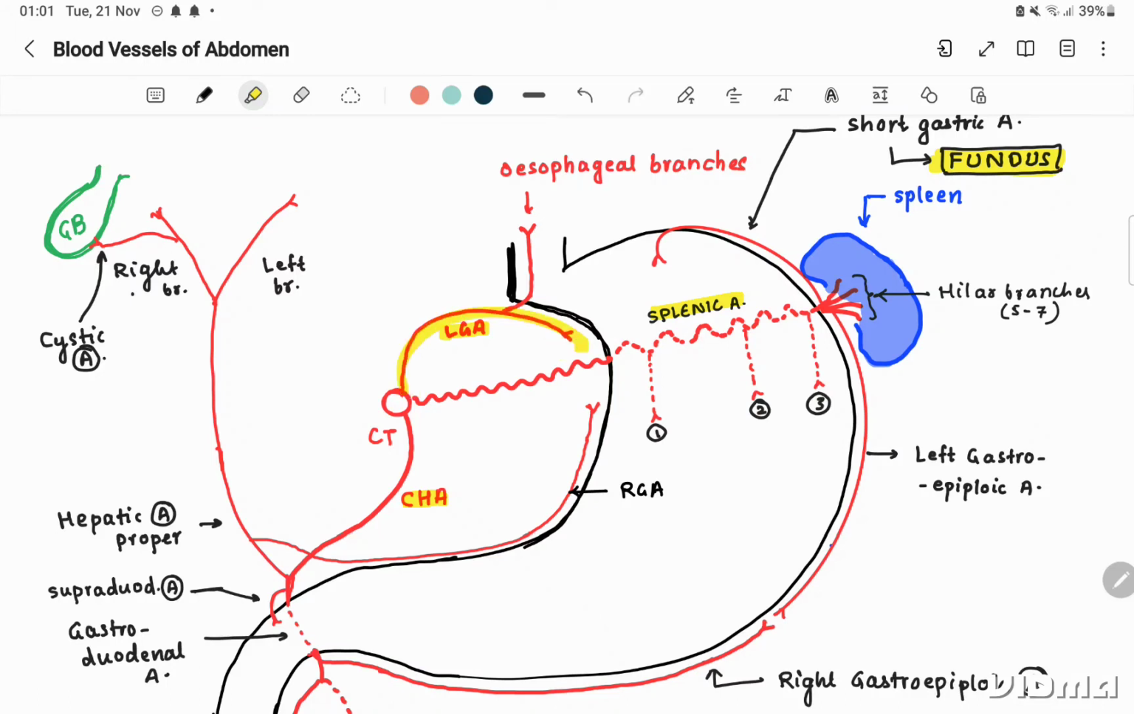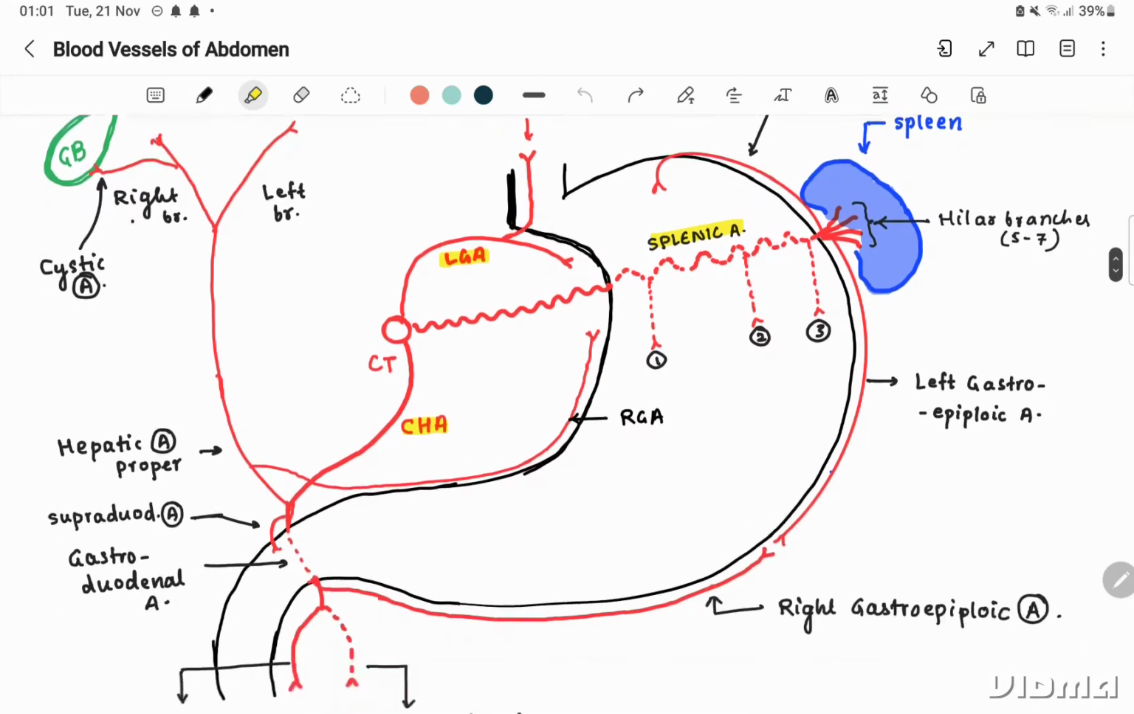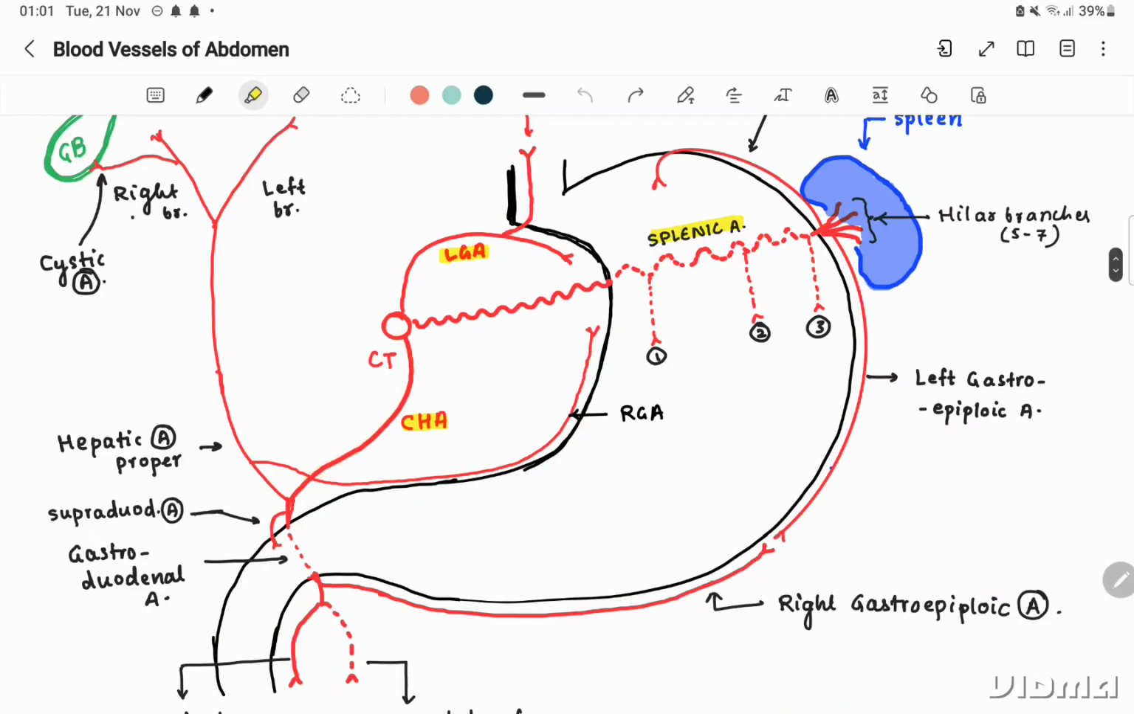And we have the left gastric artery. The left gastric artery comes to the lesser curvature here, and gives an esophageal branch. And we have the right gastric artery. The right gastric artery doesn't directly arise from this part.